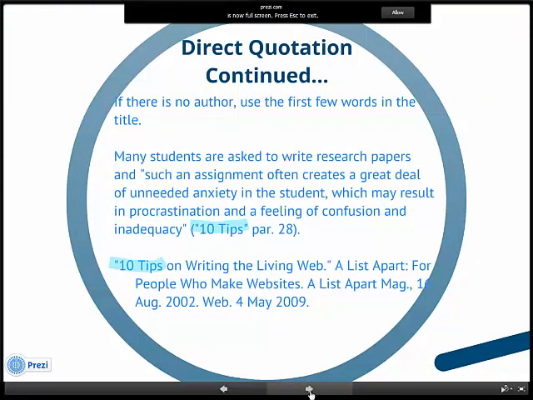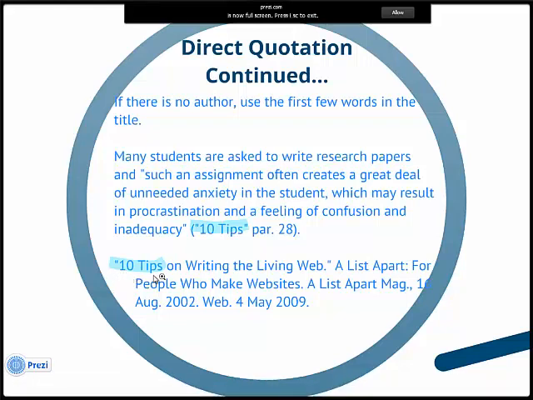If there is no author, then you simply use the first few words in the title. So whatever appears in the first few words of the source citation is what you would use in your in-text citation. Here's an example. Instead of having the author's last name, we have 10 tips because the title of the article is 10 Tips on Writing the Living Web.